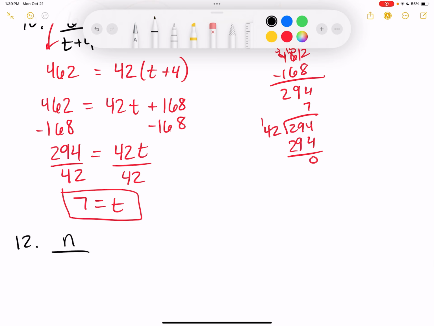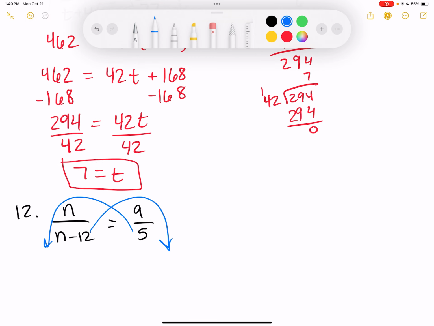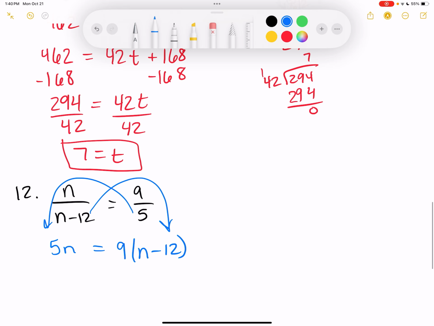N over n minus 12 equals 9 over 5. So cross multiply. So I have 5n equals, notice I'm going to have distributive property again, 9 times n minus 12. When I distribute, what do I get on the right? 9n minus 108.